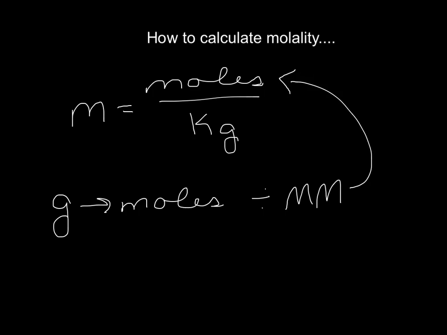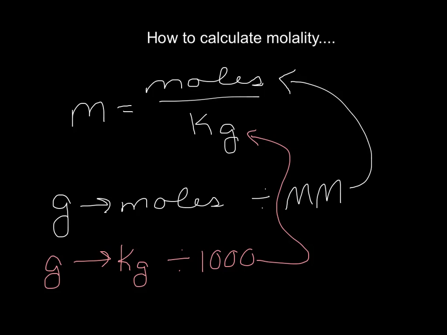Sometimes instead of kilograms, you'll be given grams of your solvent. To turn grams into kilograms, you divide by 1,000, and that would go on the bottom. Now, how do you know which is which? Here's an easy way to tell. Your solvent, which goes on the bottom, is usually water, because water is what we dissolve things in.